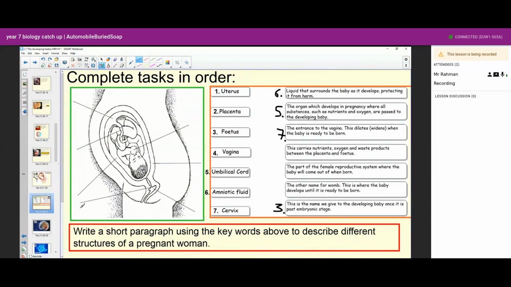Okay, so this is the cervix. Next one, this carries nutrients, oxygen, and waste products between the placenta and the fetus. That's the umbilical cord.